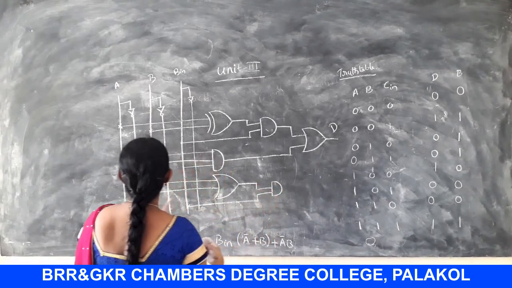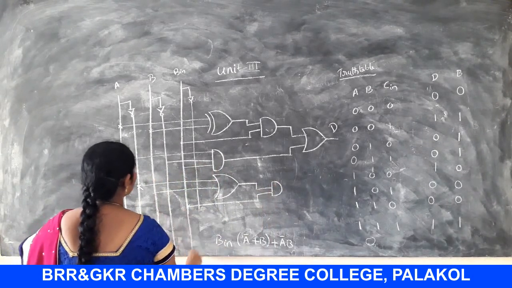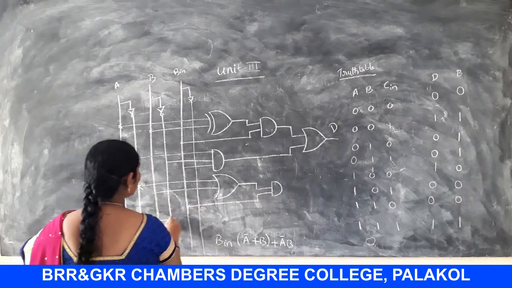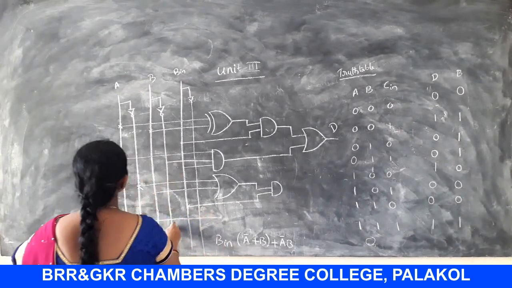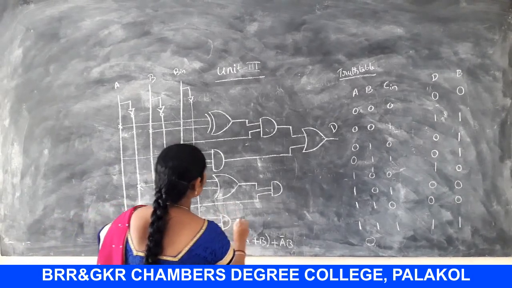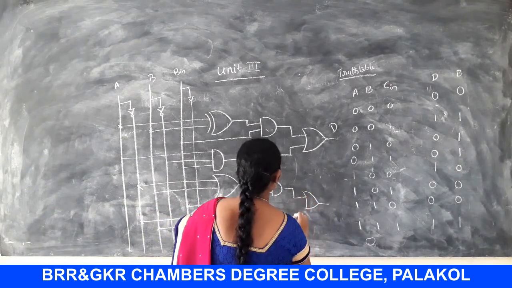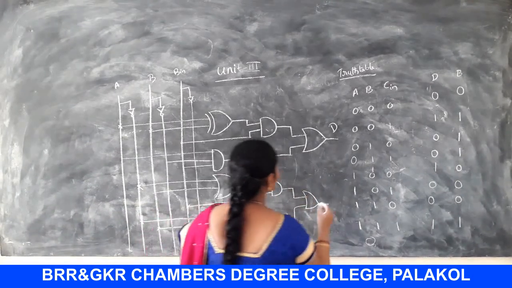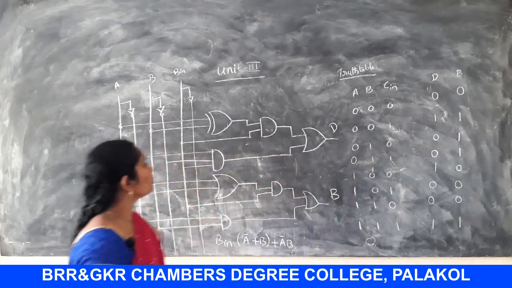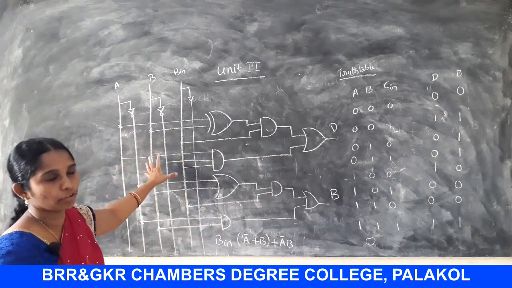Okay, and after that A bar B here. So A bar, here this is A bar, next one is B, here this is the B here. Okay, so you have to OR these two. Okay, so this is difference, this is the borrow. Okay, so likewise we have to draw the logic diagram for full subtractor.